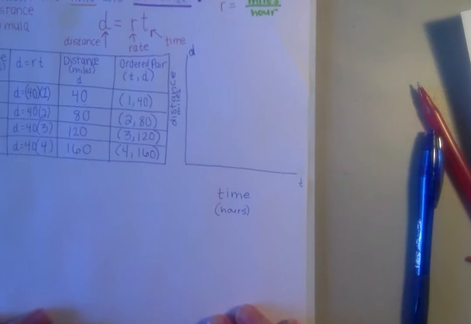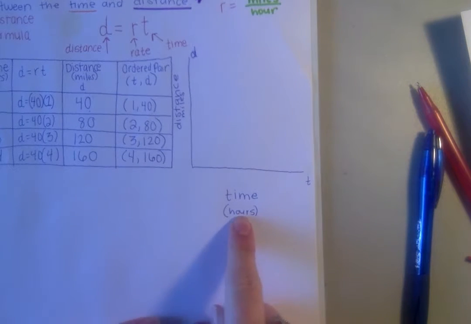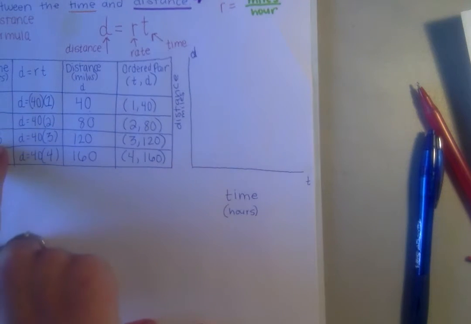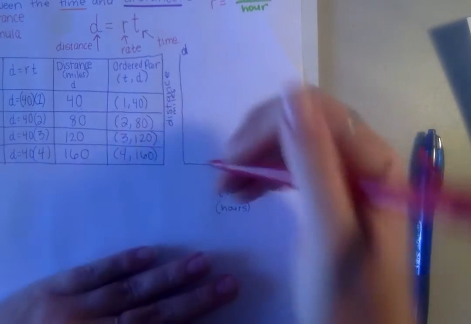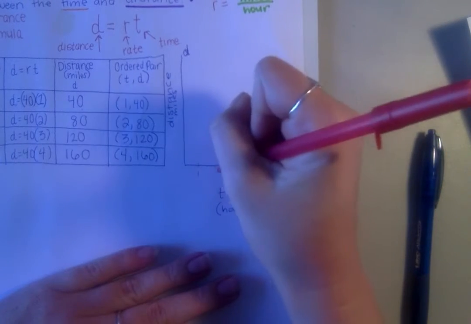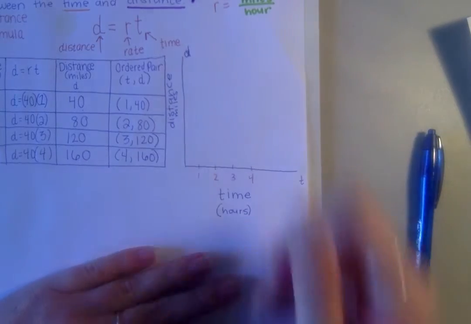All right, so let's go ahead and graph. You can use a piece of graph paper if you want. If you printed out the notes, you have a piece of graph paper. Now, I'm looking at my different times. What number do you think it would be smart to go by? 1, 2, 3, 4. Yes, I'm just going to go by ones. So this is 1 hour, 2 hours, 3 hours, 4 hours, and I know I can stop there.